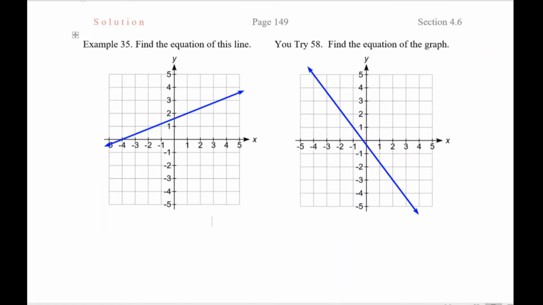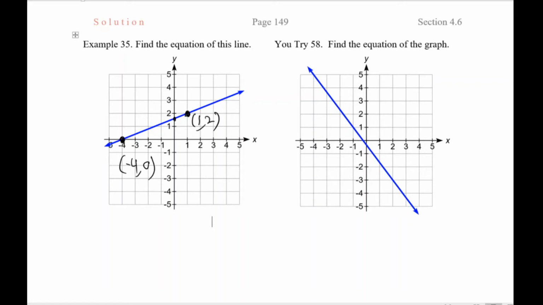In example 35, find the equation of this line. We could perhaps use the y-intercept, but it might be 1.5, but I'm not quite sure. I can see that this line goes through the point (1, 2), as well as this point: x is -4, y is 0.